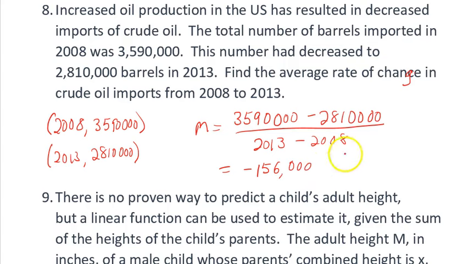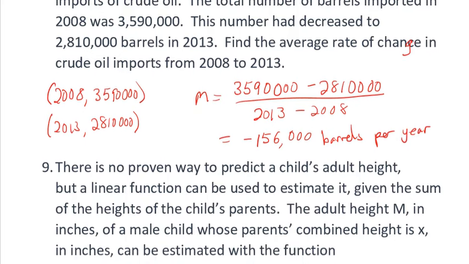So anytime that you calculate a slope, think about the units that are on top, that's our barrels, and the units on the bottom are years. So you can come up with the units on your answer just by thinking of barrels over years. So barrels per year, if you need to know that, makes it pretty easy.